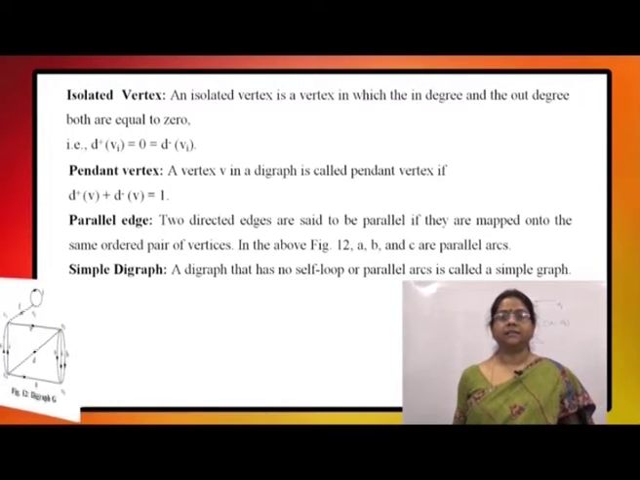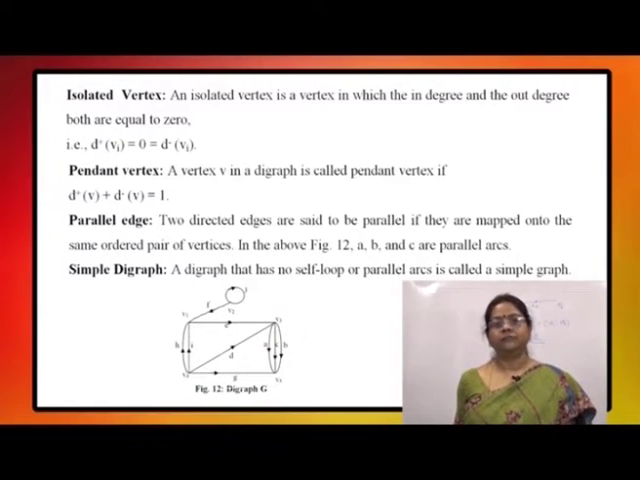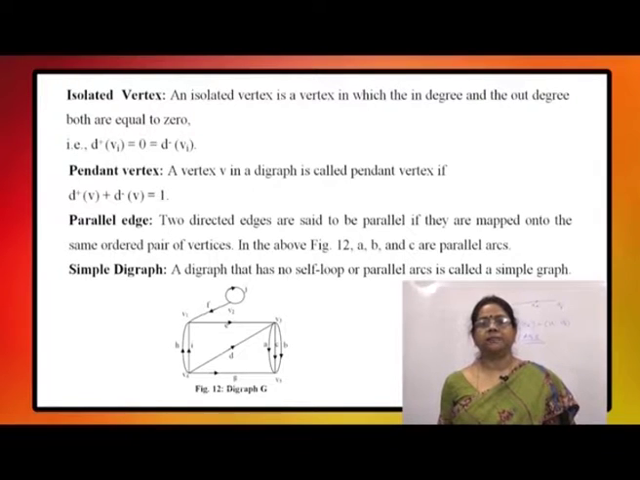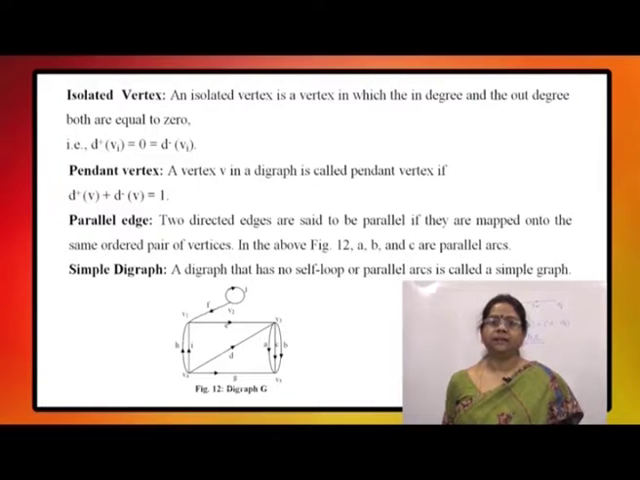Here parallel edges are defined as follows: two directed edges are said to be parallel if they are mapped onto the same ordered pair of vertices. Like this, in figure 12, we see that between V3 and V5 there are three edges A, C and B, and their directions are the same. So they are parallel edges in the digraph G.